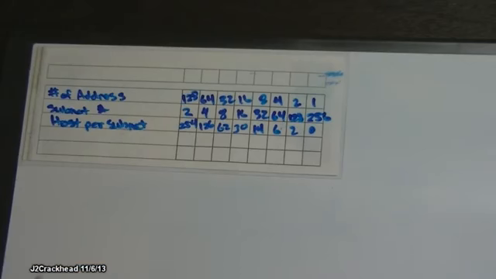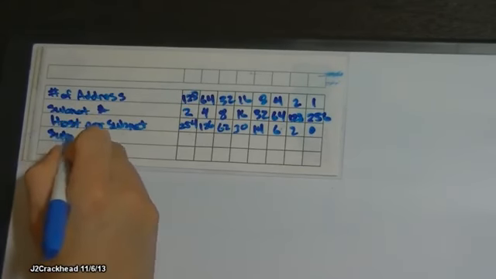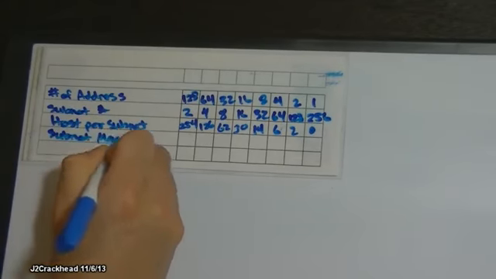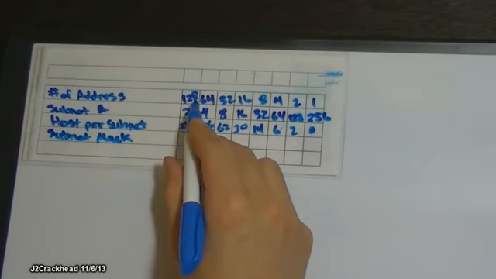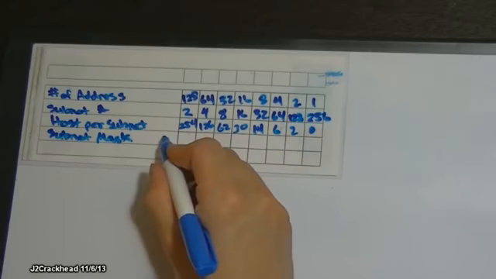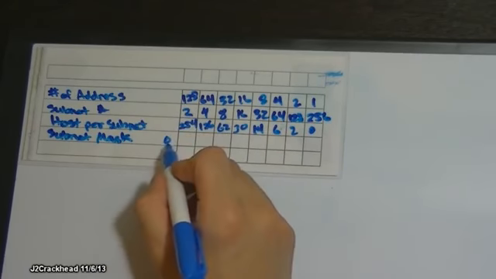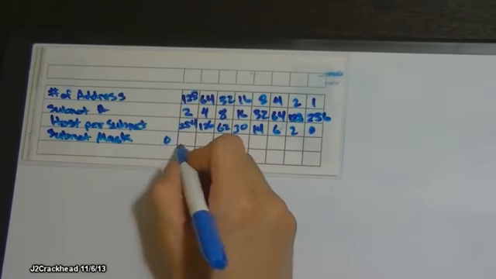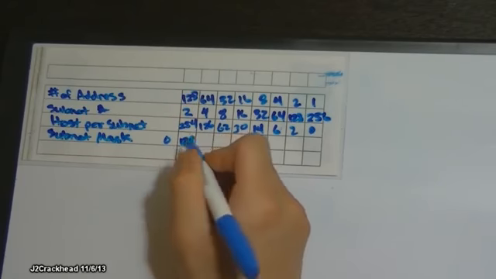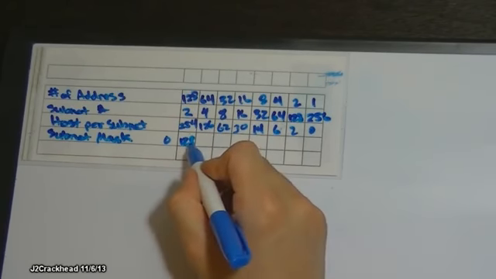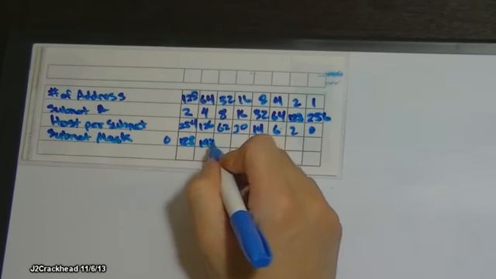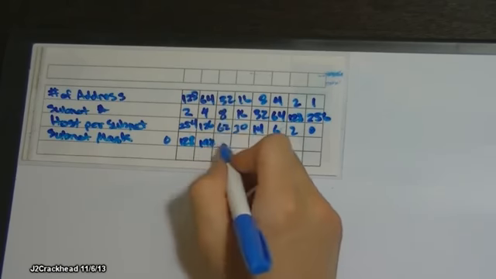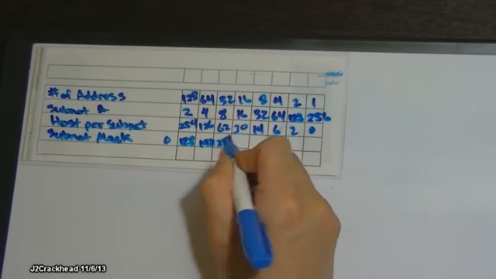Okay, the next thing will be the subnet mask. To get this, take the first subnet mask plus the next value. So let's pretend this is 0 right here. 0 plus 128, it will be 128. And then 128 plus 64, that will be 192. And then 192 plus 32, that will be 224.